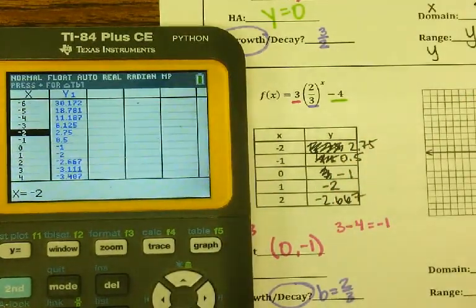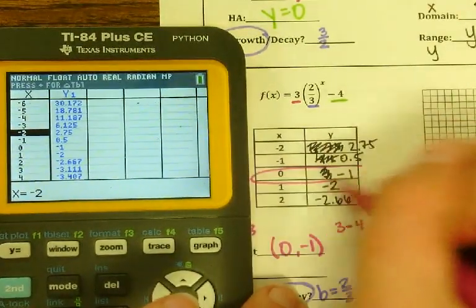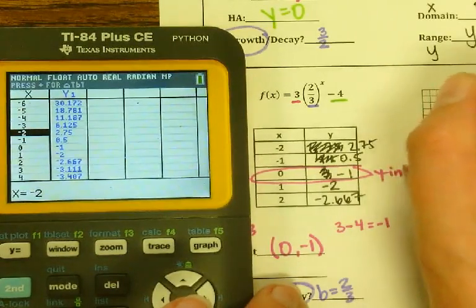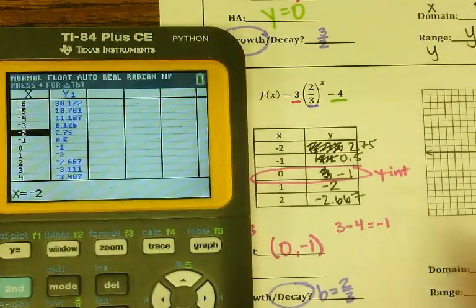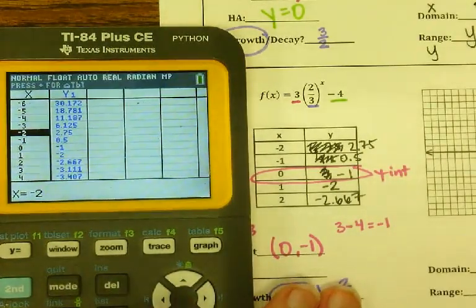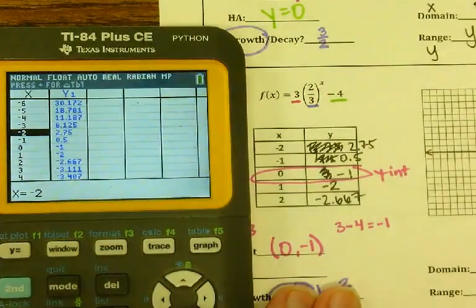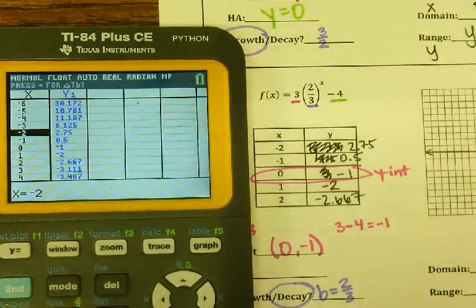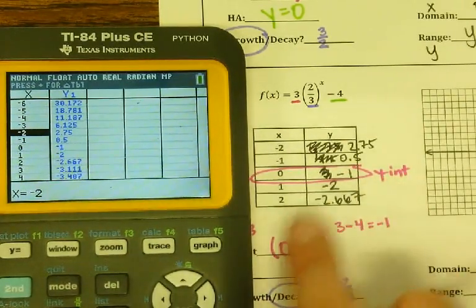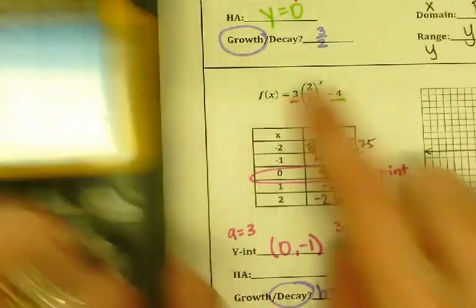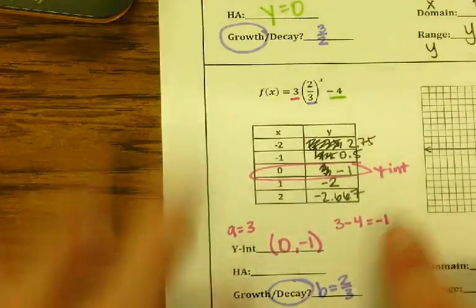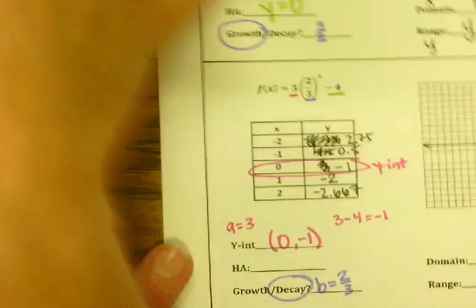-2.67. So guys, you'll notice your y-intercept is on this table as well. And guys, you can always find your y-intercept on the table. You don't just have to look at the graph or the equation. You can also look at your y-intercept. And guys, it's because it took that a value, that 3, and we subtracted 4 to get that -1.